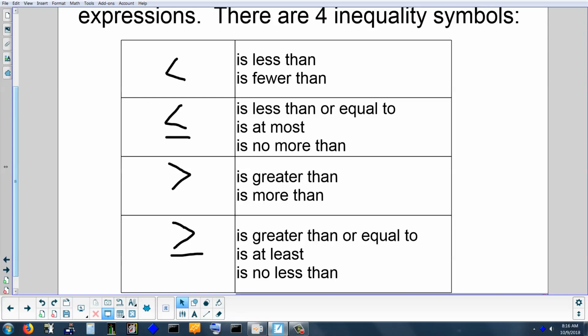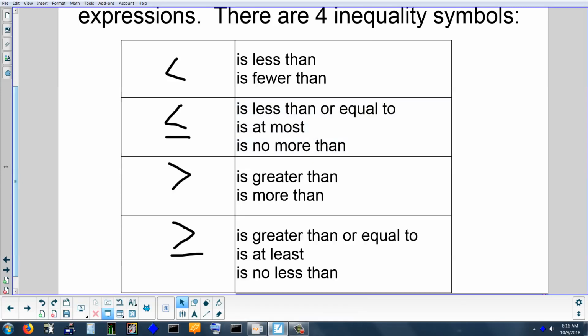We didn't say this one. It is no more than. So if I said to you something like, I have no more than $10 on me, what that means is I could have up to $10, but I don't have more than that. I could have $9, $8. I could have $10 or less.